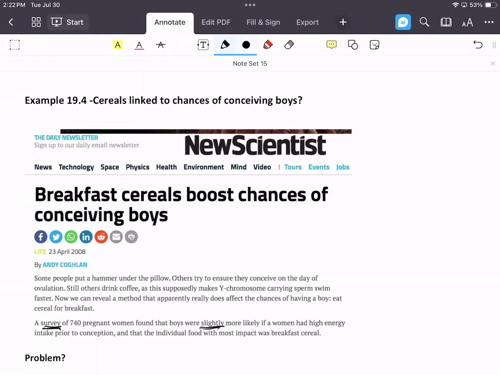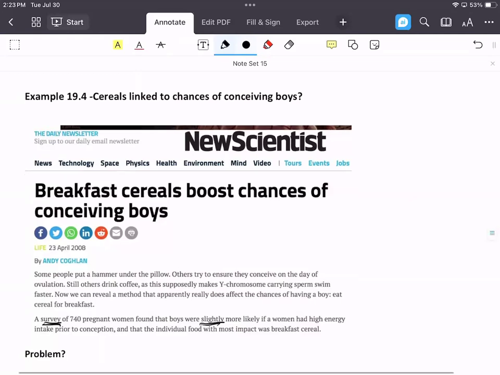It's observational. Remember, they're not assigning which pregnant women eat cereal and which pregnant women do not for breakfast, or eating breakfast cereals in general, and then figuring out which gender the babies come as. So they're applying cause and effect when it definitely does not exist. It's observational in nature, cannot do cause and effect.